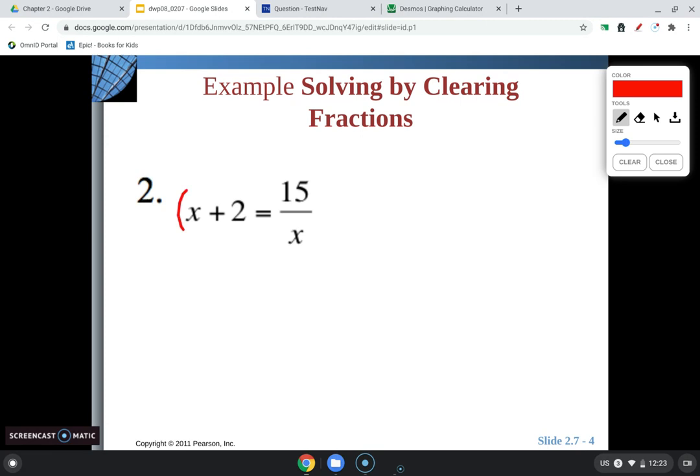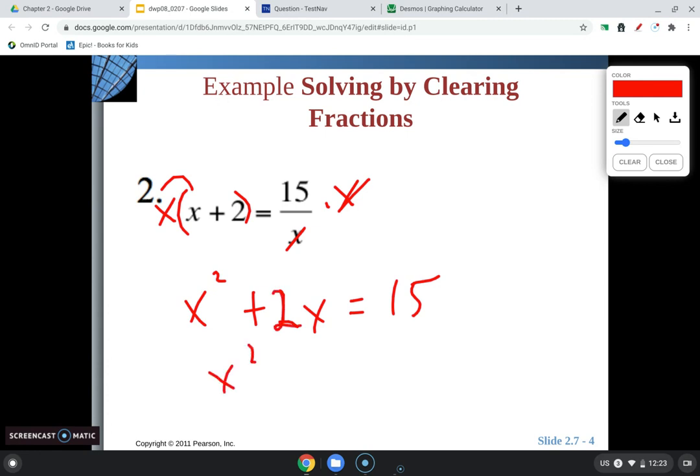I don't have a denominator over here, but I do over here, and it's x. So I'm going to just multiply everything by x. Okay? So distribute here, x squared plus 2x, that x would cancel, equals 15. Anytime you've got an x squared and an x, you want to zero it out so we can solve it.